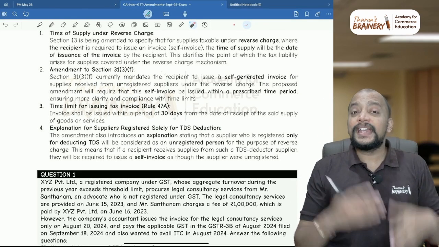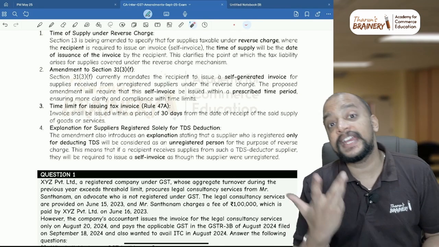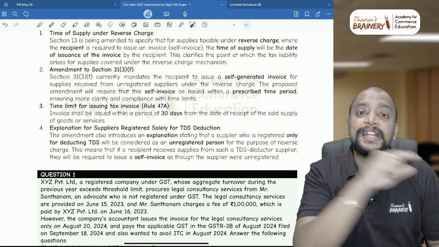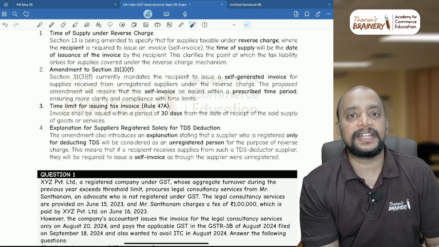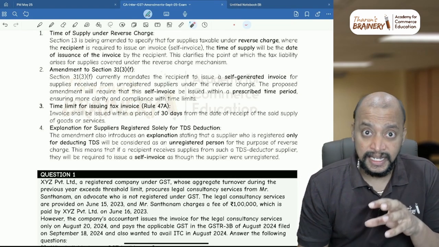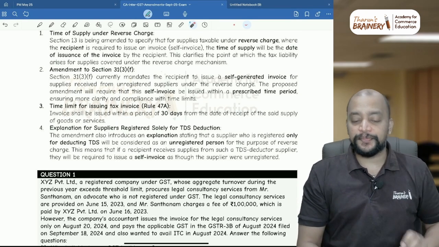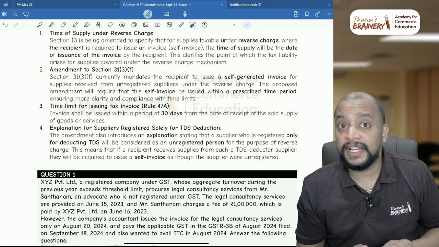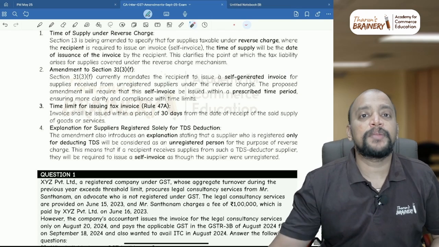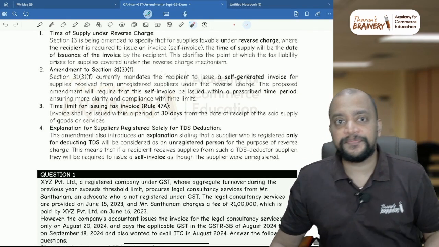Now sir, when can we take ITC in case of services under RCM? When can we take ITC? Keep that in mind, these are all connecting provisions. In case of services under RCM, they can avail ITC whenever the invoice is raised by the recipient to the supplier. This was a May 25 amendment itself, when the recipient can avail ITC in case of RCM.